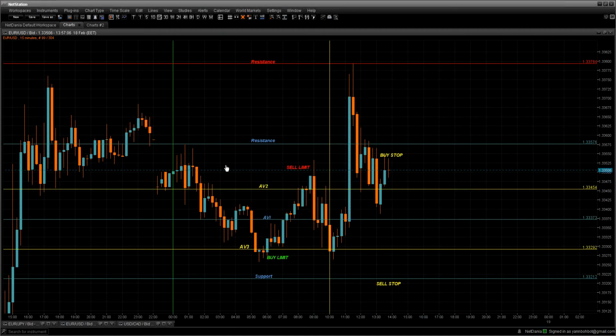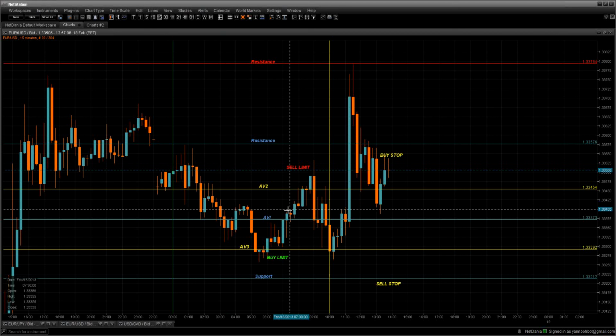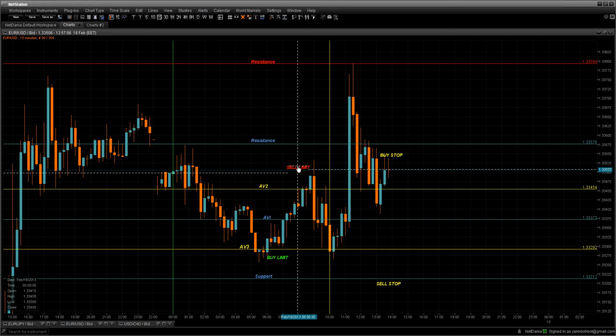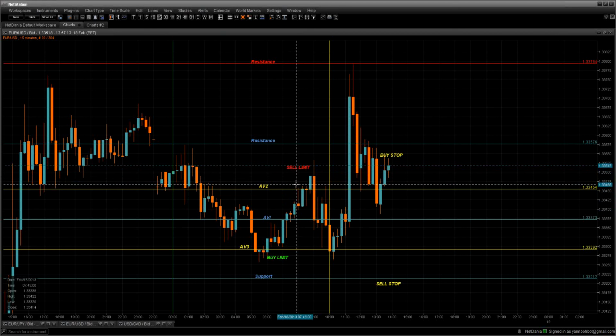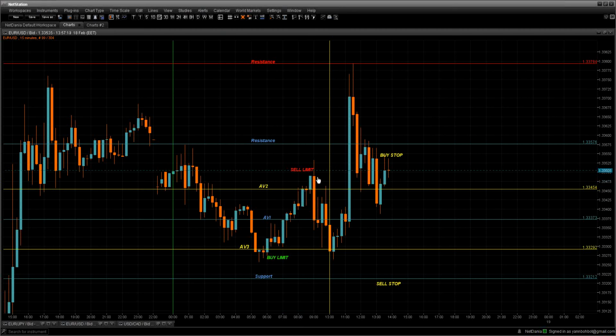It broke average 1, expect it to go back down. It breaks average 2, put a rate a bit higher than average 2. Let's say, for example, 1.33465. Your position is automatically opened. Sell limit goes back down to average 3. This is your stop loss, your take profit.